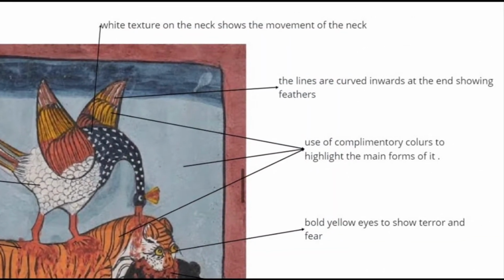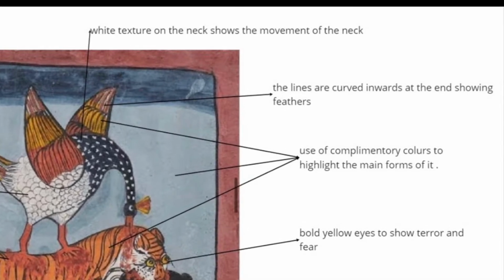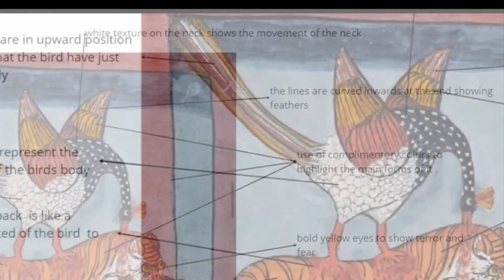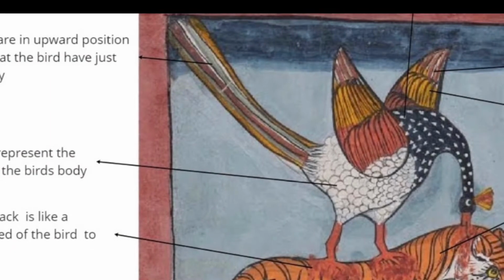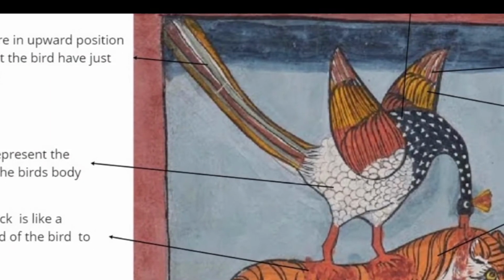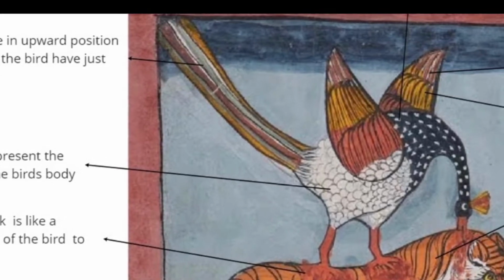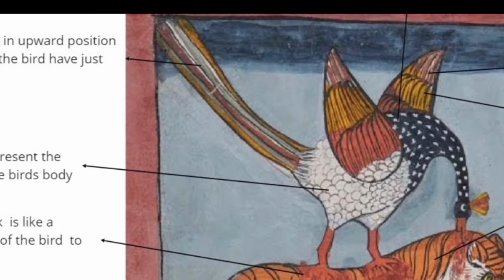The first thing I noticed was the bird's body. I noticed the wings of the bird, in which the lines are curved inwards at the end, showing the feathers of the bird. The C-shaped structure in the body of the bird shows the feather effects. The tail and the wings in the upward position make me think that the bird just landed onto the body of the tiger. The white dotted structure in the neck shows the movement of the neck.